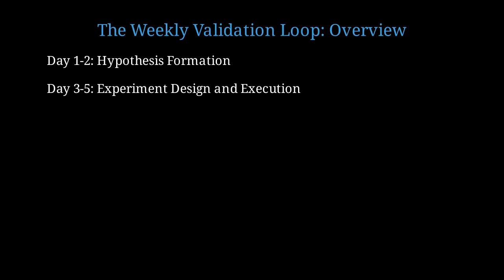This could be a landing page test, a synthetic customer interview using AI, or a micro-product prototype. Days 6 and 7 are for rigorous data analysis and making the pivot decision. You calculate your key metric, compare it against your success threshold, and decide whether to continue or pivot. Let's dive deep into the first component, the hypothesis. A good startup hypothesis must be specific, measurable, and falsifiable.